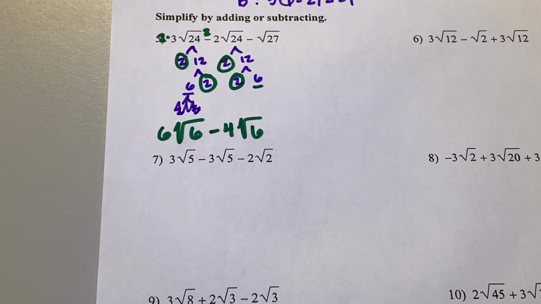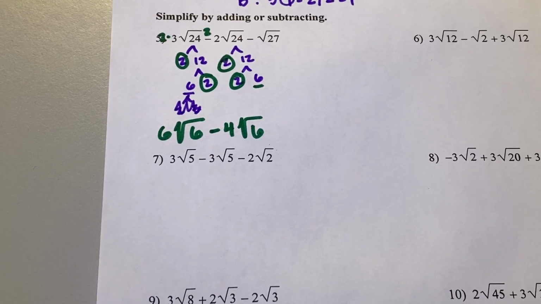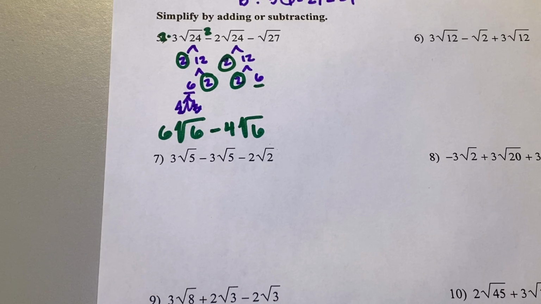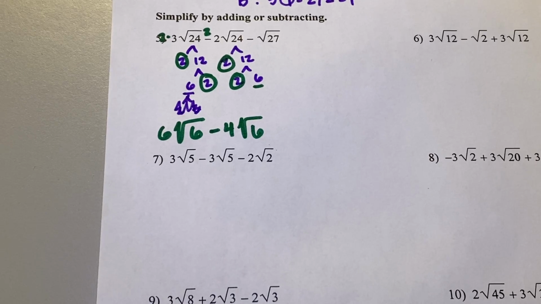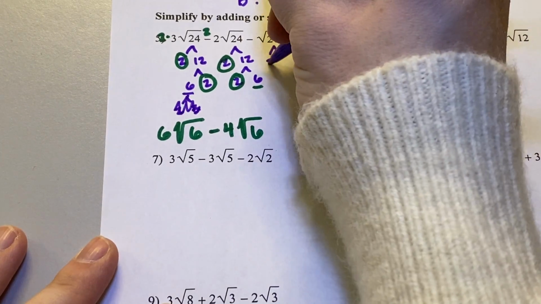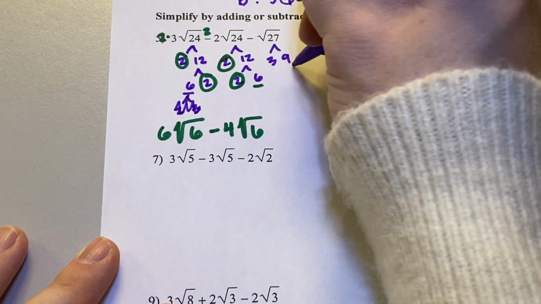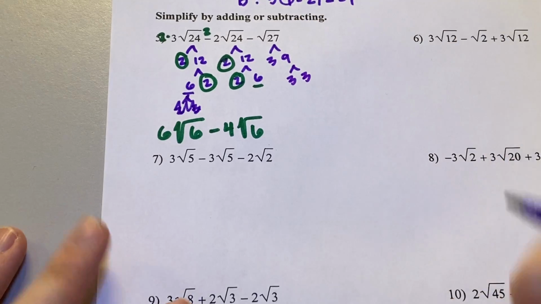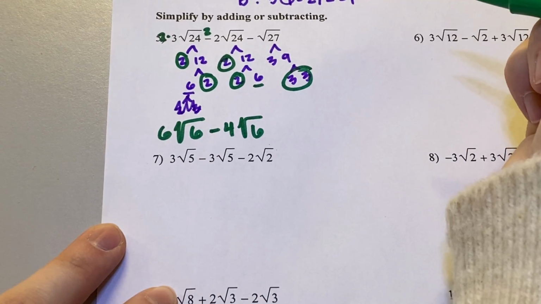Last guy, root 27. This is not 24, so we got to break him down. How can we divide 27? 14. What was that, Noah? 14. Ooh, not quite 14. 3. 3 times 9. 9. Nice job. Ooh, we love 9. What's my automatic pair I get out of 9? 3. Nice. Okay, so I got my pair of 3's that get to leave.